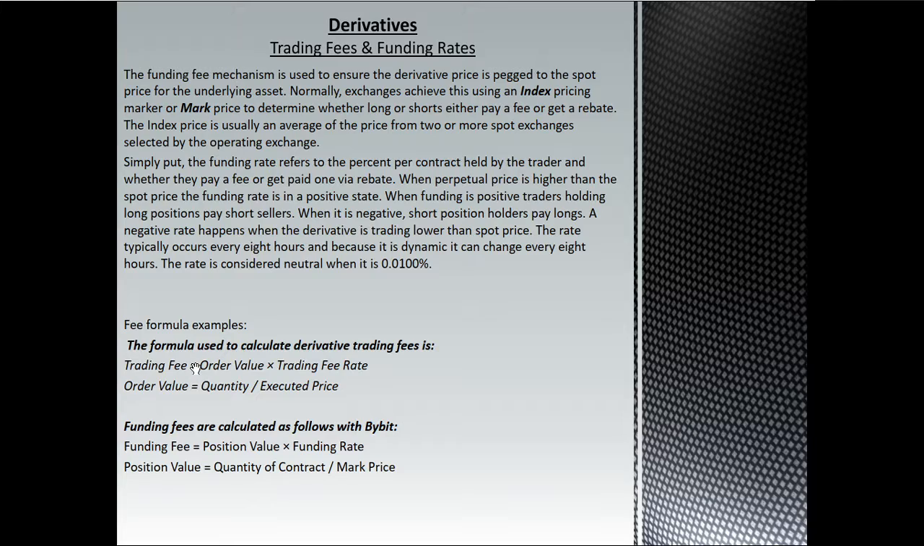A negative rate will happen when the derivative is trading lower than the spot price. And that rate typically occurs every 8 hours. There are some exchanges that are different, but I think for the most part it's every 8 hours. And because it is a dynamic price, the fee rate can change every 8 hours as well. That rate, though, is considered neutral when it is 0.01. And here are the fee formula examples.